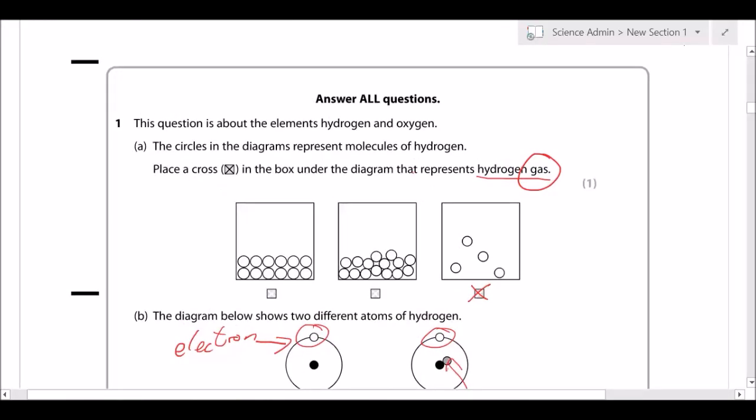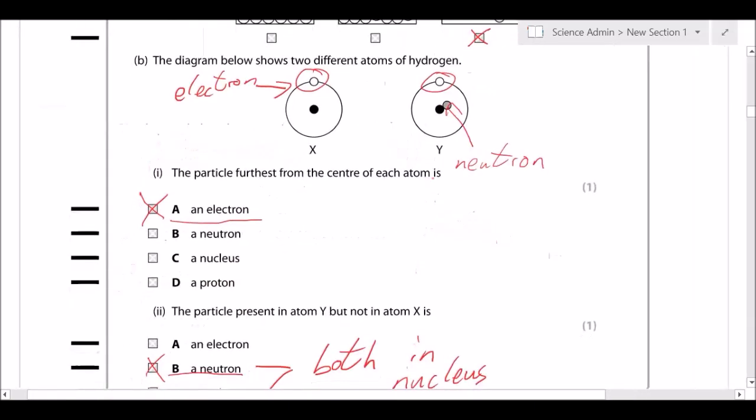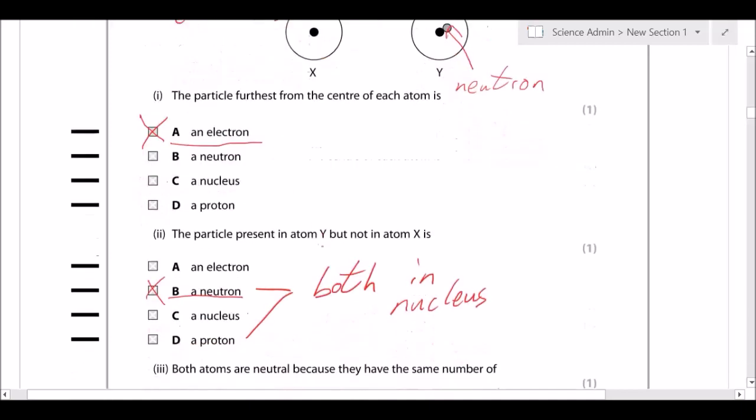First up, place a cross in the diagram that represents hydrogen gas. You should have underlined hydrogen gas, circled the gas, and that is this box right here. So that's for 1 mark. Next, the particle furthest from the center of each atom. Well, this is an electron in this diagram, it's this one right here. Okay, and so it should be A, an electron.